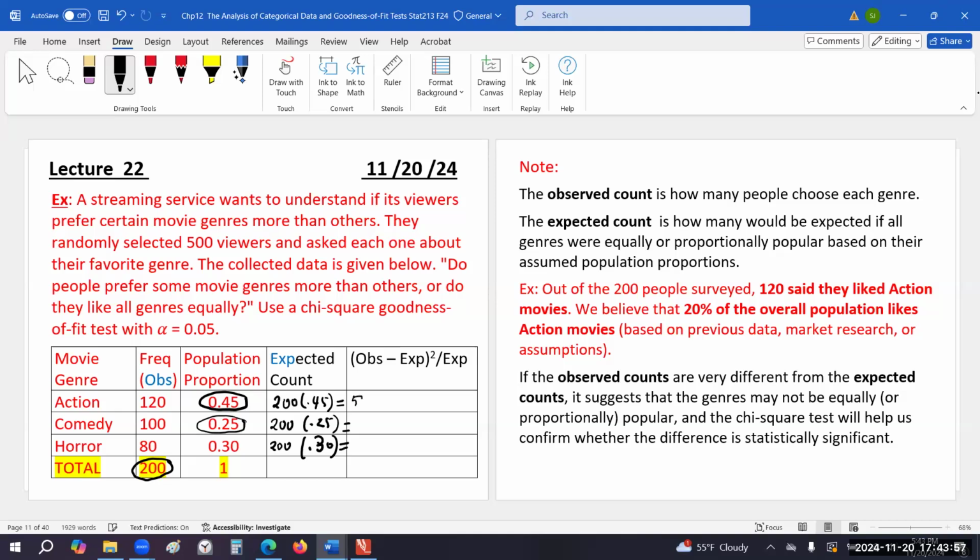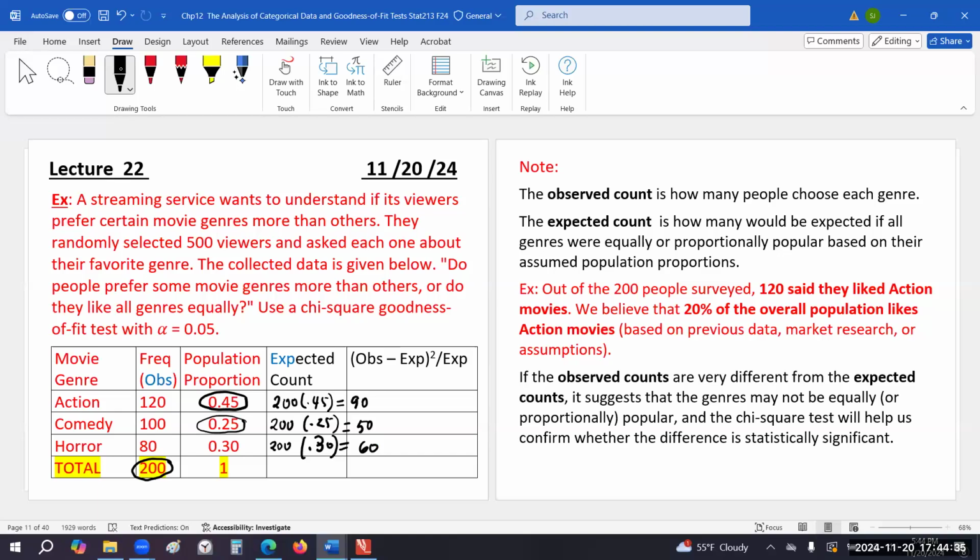Okay, so the first one is 50. 25% of 200, 50? No. The first one is 90. Okay. So the first one is 90. Second one is 50. And the last one is 60.